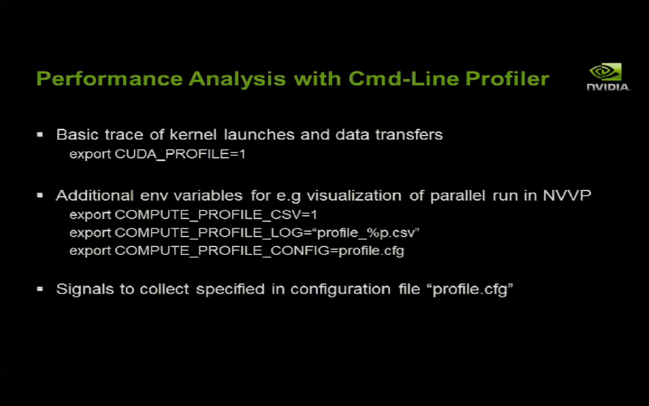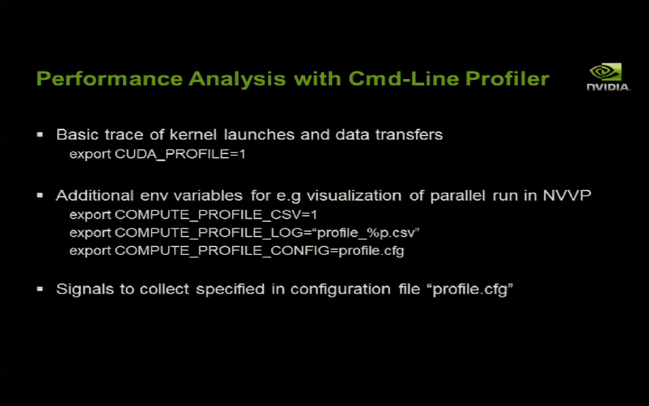The other thing is, if you have a parallel code, by default the command line profiler just writes its log file into one single file, CUDA_profile.log, I think. Now, if you have a parallel application and each one of your MPI ranks is profiling, they will all write into the same file and you get garbage. So one way to avoid that is to explicitly set the log file's name.